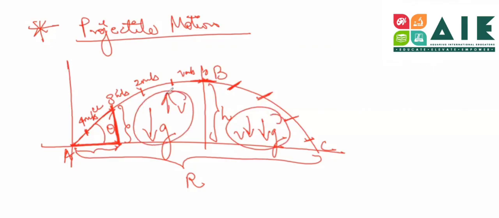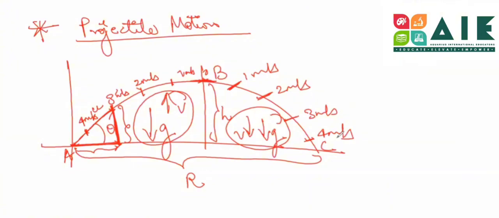The initial velocity is due to the mechanical force with which the player is throwing the ball. The mechanical force is counteracted by the gravitational force. Hence, here the velocity gradually increases: 1 meter per second, 2 meters per second, 3 meters per second, and here it will be 4 meters per second. Clear?